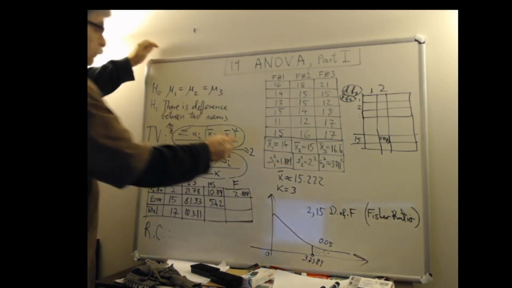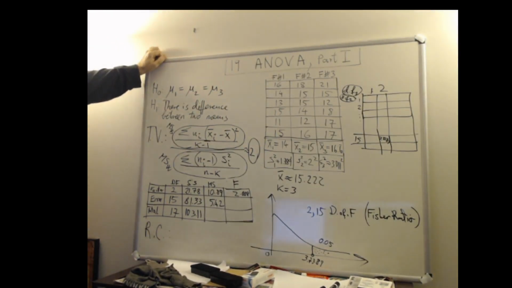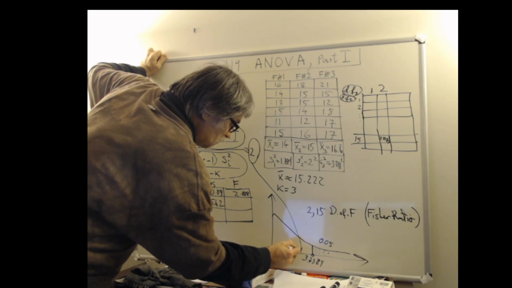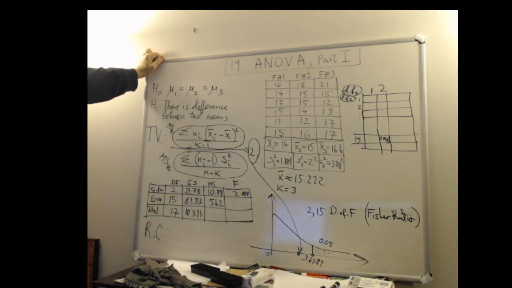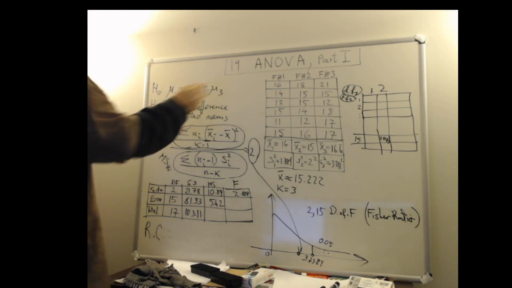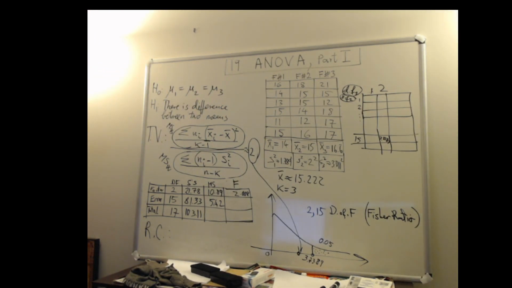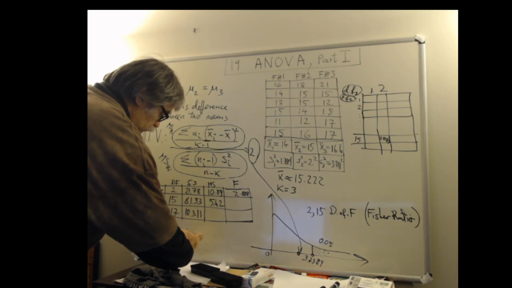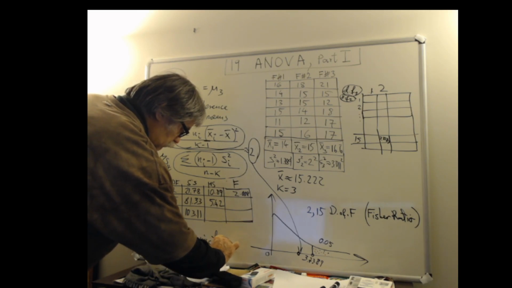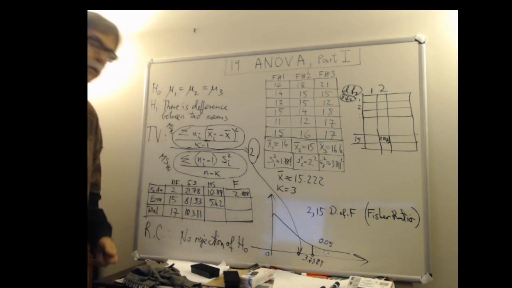Now take a look. What's your test value? Your test value is here. It's not in the tail. The tail starts at 3.7, and your test value is a little more than 2, so it's not in the tail. In other words, you cannot reject this. There is no rejection here. No rejection of H0, which is actually properly stated.